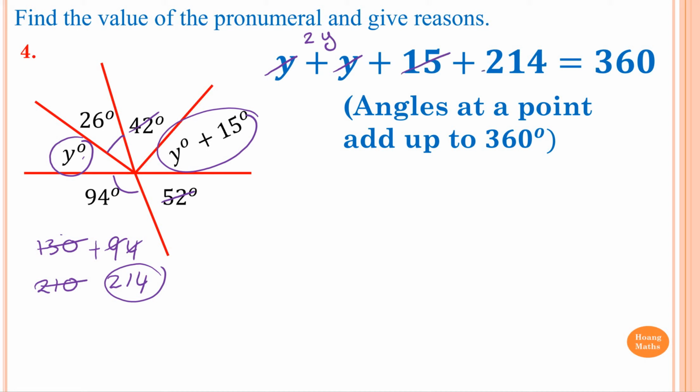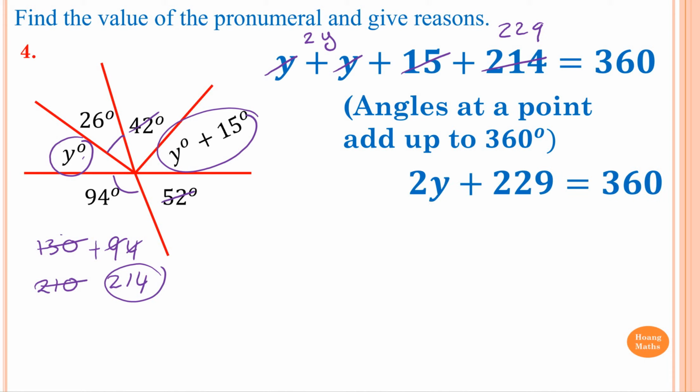15 add 214, which is 229. So 2y plus 229 is equal to 360. To solve for y, step number 1, we need to minus 229 first. Then we minus 229 on this side. 360 minus 230 is 130. And you add 1, so which is 131. So 2y is equal to 131.